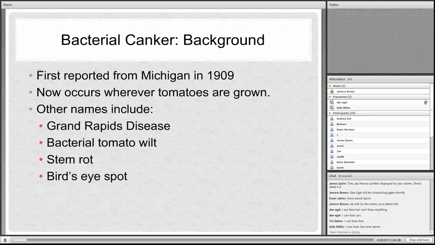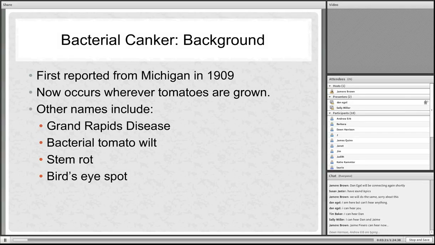My point here was just that the disease was first reported in Michigan in 1909, so it's been known for over 100 years. It now occurs wherever tomatoes are grown. And other names you might see in the literature and in your searches might be Grand Rapids disease, bacterial tomato wilt, stem rot, and bird's eye spot. But those all refer to what we now know as bacterial canker of tomato.